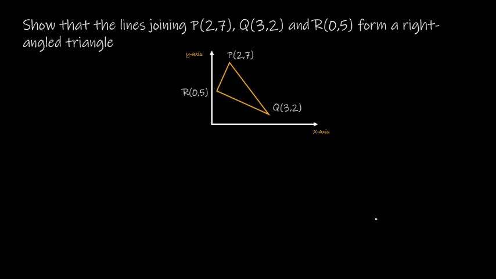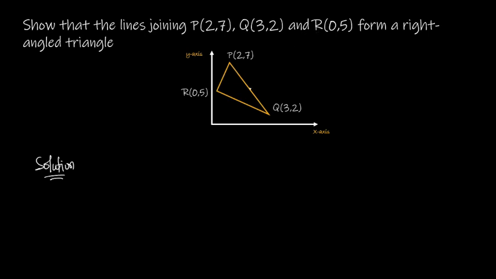Alright, let's have a look at another example. We are to show that the lines joining points P(2, 7), Q(3, 2), and R(0, 5) form a right angle triangle. Alright, so this is the diagram showing the points P, R, and Q. So let's look at the solution for this problem. Now, if we look at the diagram that we have very well, the question is demanding that we show that the lines joining P, Q, and R form a right angle triangle.